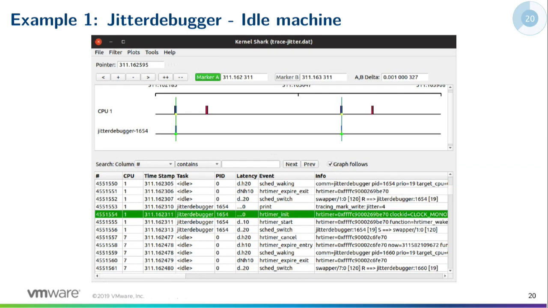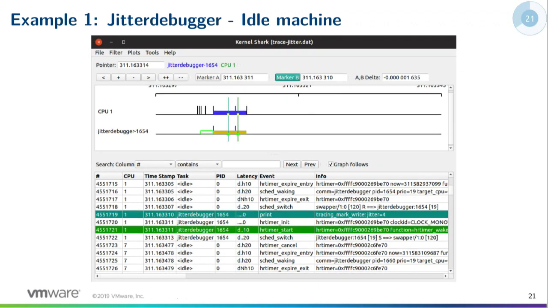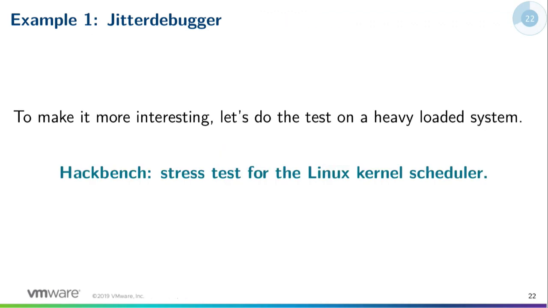And going back here, with the GUI we've measured that the latency is around 300 nanoseconds. So very small latency. Looks great, but the problem is, is it the same everywhere? So we will do a statistical analysis and try to estimate the probability of actually having much larger latencies. And to make it more interesting, together with Jitterdebug, we will run Hackbench, which is a stress test for the scheduler.